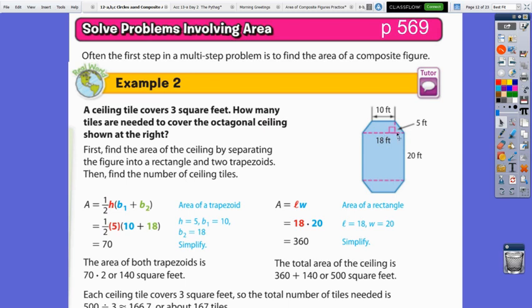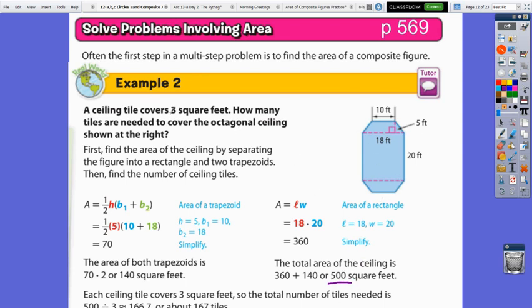Well, we can try to figure out what shapes the ceiling can be broken into that we can figure out the areas of. It is a rectangle and 2 trapezoids. And so they go through, the 2 trapezoids are congruent. I guess you can assume they have the same dimensions, height of 5, base 1 is 10, base 2 is 18. So you substitute into the formula, base 1 plus base 2 times the height, times a half. That comes out to 70. There are 2 trapezoids, so that's 140 square feet for the 2 trapezoids, plus the 20 by 18 rectangle. Add them together, 360 plus 140 is 500 square feet, the composite area of the entire ceiling.